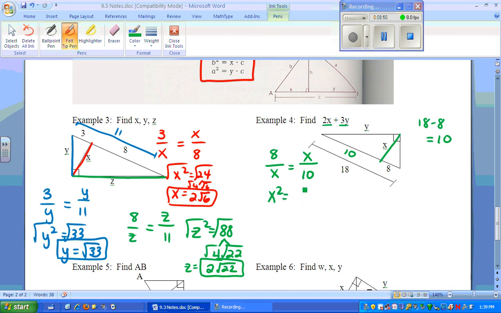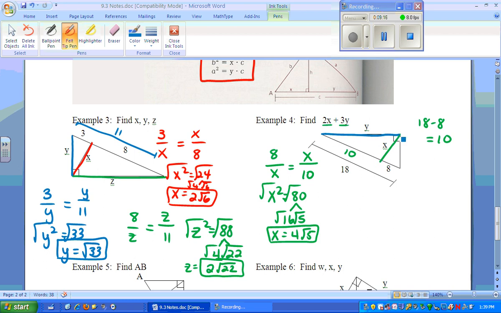X squared is equal to 80. Unsquare the square. What goes in? You get 16 and 5. So x is equal to 4 roots of 5. There's x.